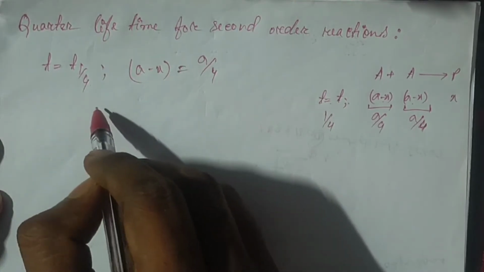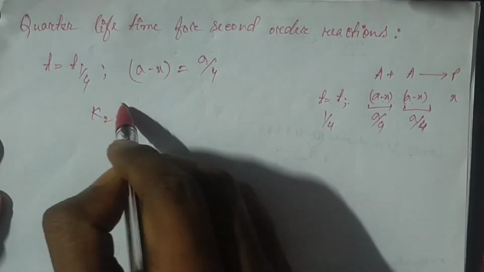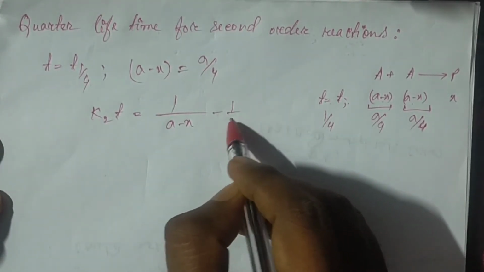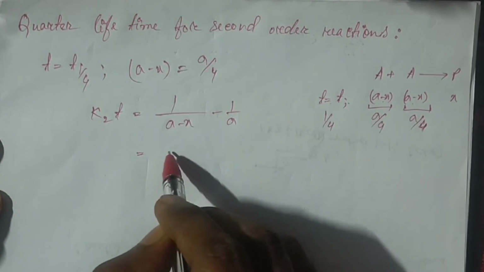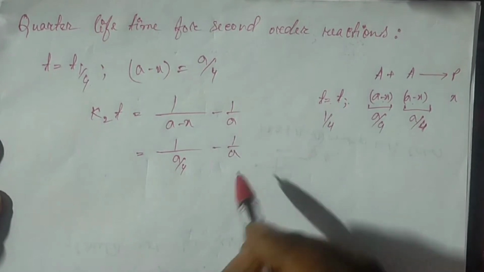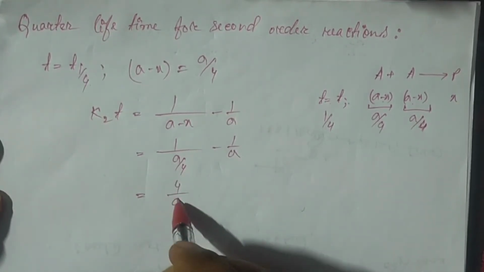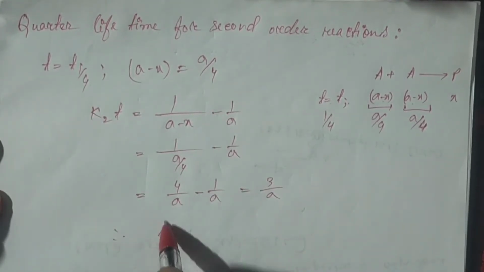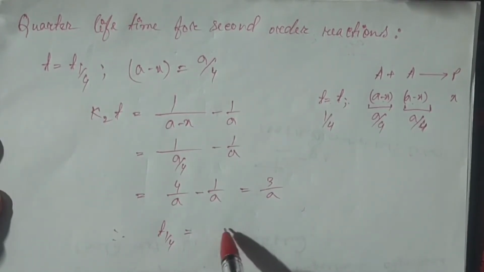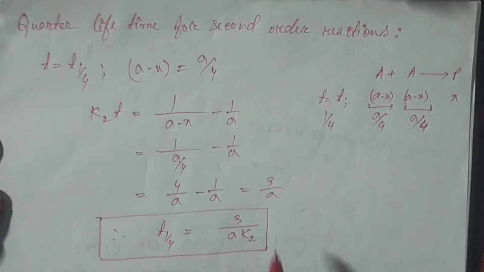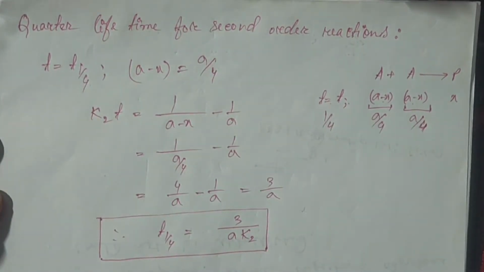So as the general equation for second order reaction is k2 t is equal to 1 by a minus x minus 1 by a. So we will put here 1 by a by 4 minus 1 by a, which is 4 by a minus 1 by a. So it will be 3 by a. So we can write t 1 by 4 is equal to 3 by a k2. So this is the quarter lifetime for second order reaction.